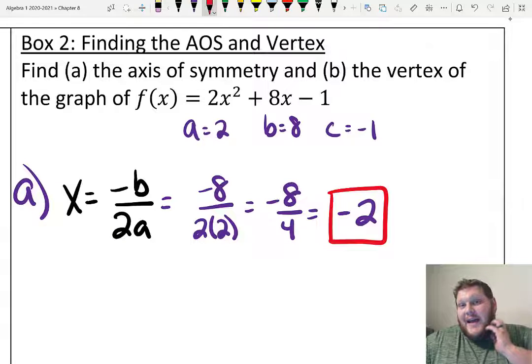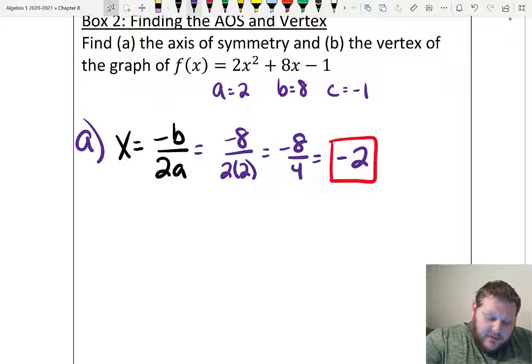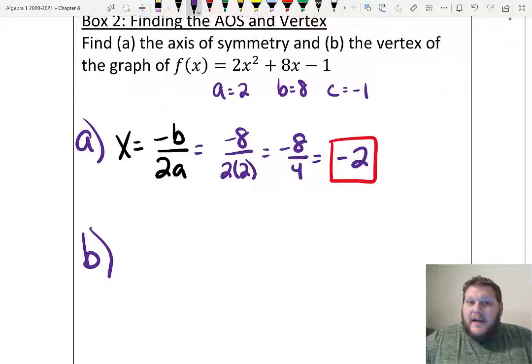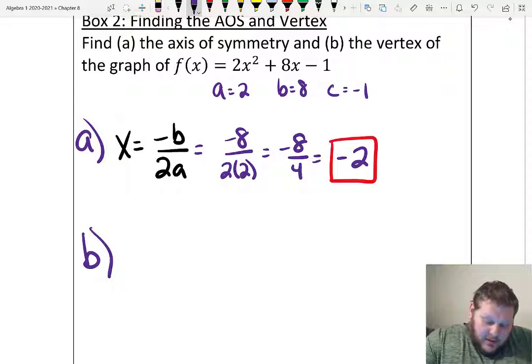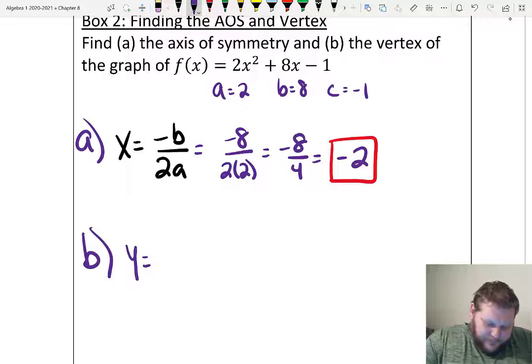Because my axis of symmetry is always the x value for my vertex, for part B, to find my vertex, I'm just going to take that x value of negative 2 and plug it into my equation. I'm going to find my y value, which we know is the same thing as f of x. Don't let yourself get thrown off by the f of x being there, having function notation instead of regular x, y notation.